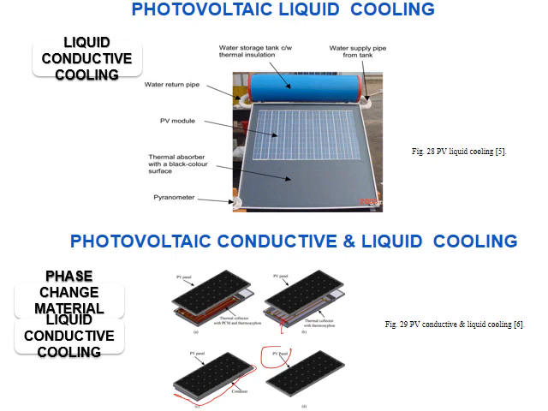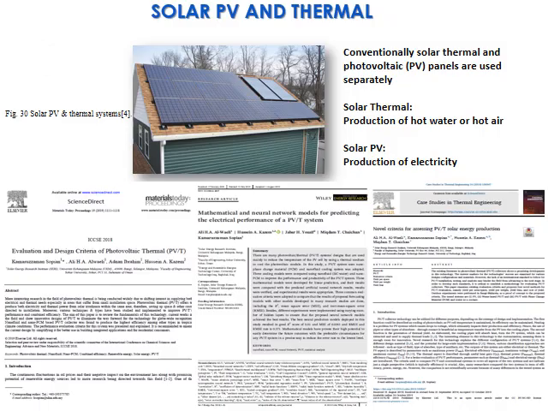We can embed these pipes in PCM. At the end, we want to capture the heat from the back of the panel to cool the cell itself. When we cool it, we improve the power, efficiency, and so on. Let me say, it is not the best option for us to have PV separate from the thermal system.